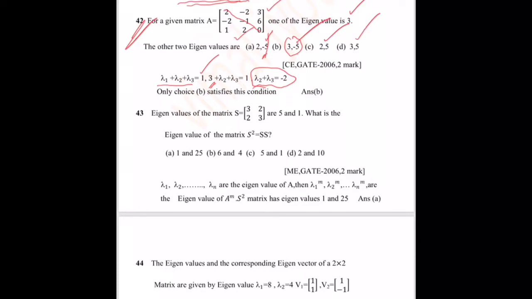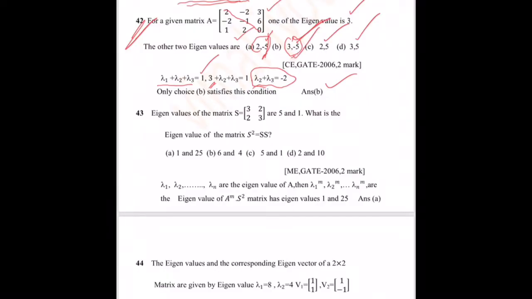This sum of the eigenvalues is equal to 8. This sum is equal to minus 2. And this sum is equal to minus 3. That is, the correct answer is B. The sum of the eigenvalues equal to minus 2 is only B. That is, B is the correct answer.